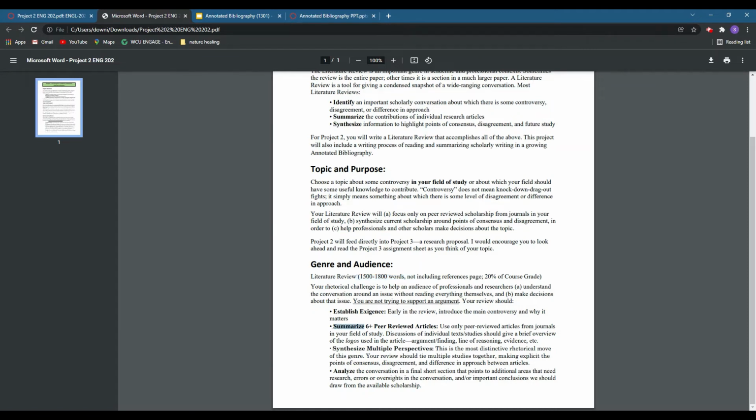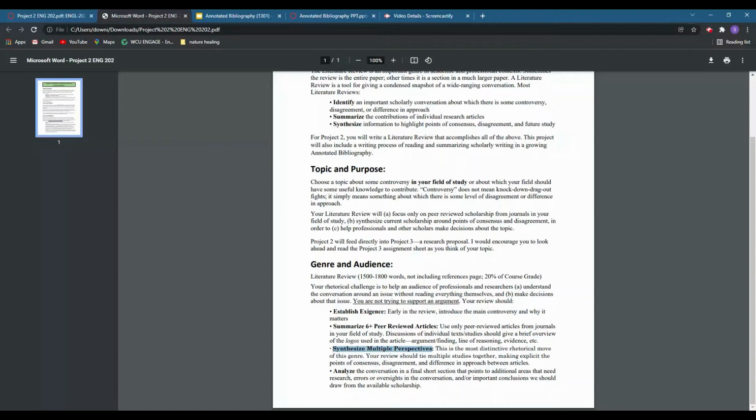So what you really need right now is to know that you're summarizing 6 peer-reviewed articles or books. We're going to do 3 this week and 3 next week for your annotated bibliography. They need to include multiple perspectives. Sorry, it always cuts me off. The articles that you review need to include multiple perspectives.